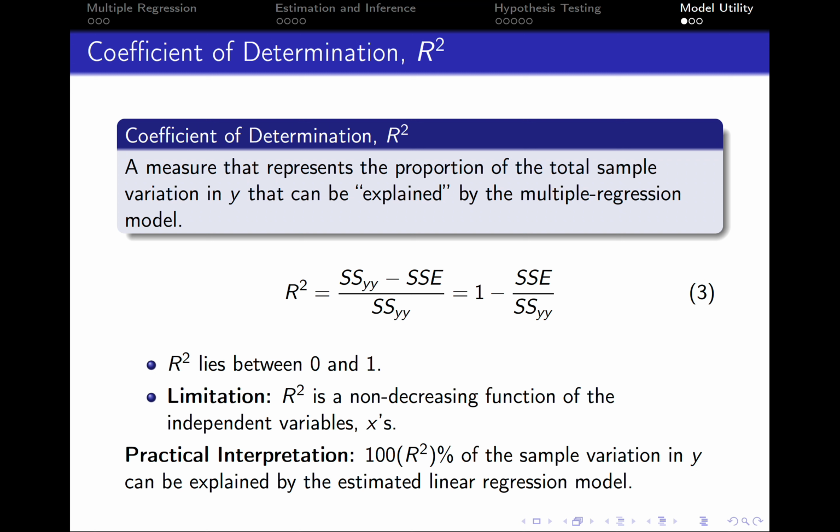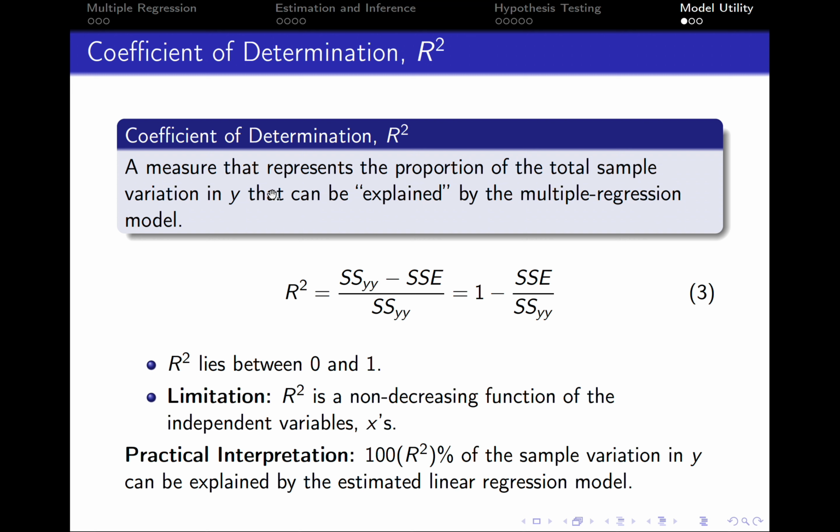To determine how good our model is, we can estimate the coefficient of determination. We're already familiar with it, and we know that this is a measure that represents the proportion of the total sample variation in Y that can be explained by the estimated model. The formula is the same, but this is out of the scope of our course. We will not focus on it, but what we need to remember is that it always lies between 0 and 1, and unfortunately it has one limitation.